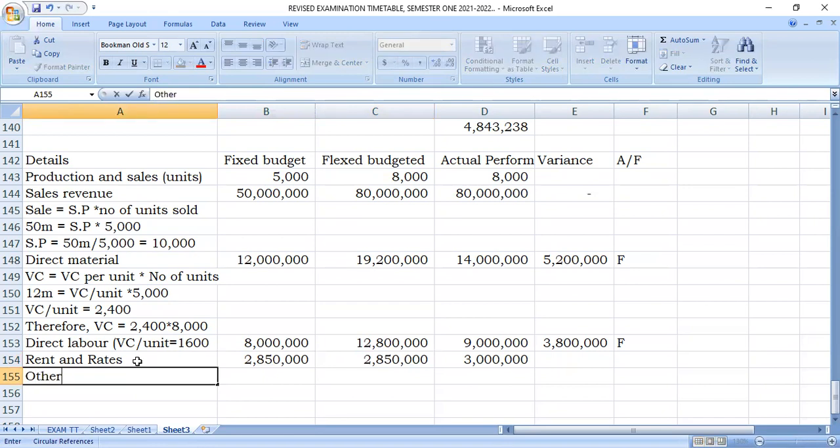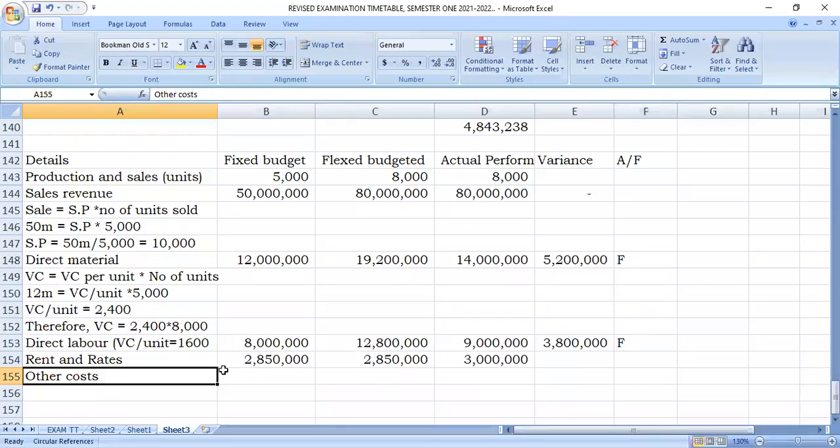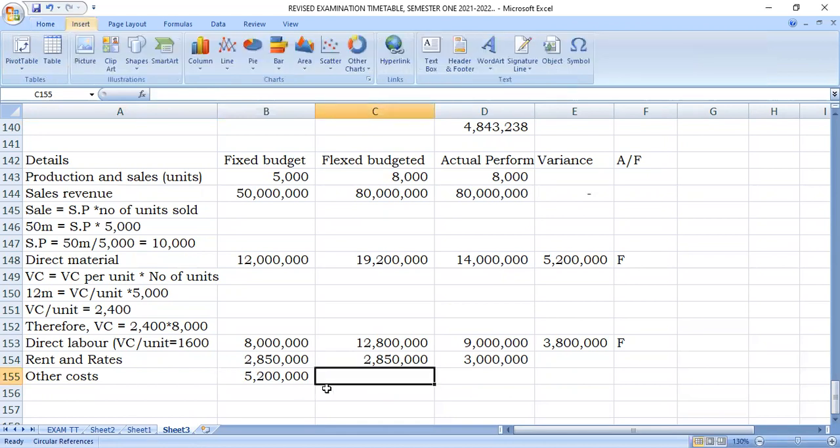Let's look at other costs. This is where there's a bit of a trick. Now the other costs, yeah, they say that other costs, this one here, 5.2 and the 6.1. They say that other costs include fixed costs of 2,600, 2.6 million, plus a variable cost of 3 shillings per unit. Okay. Now these are what we call semi-variable costs. They have a fixed component and a variable component. Okay. So in the question, it was given as that, and for variable, it was given as 6 to 5,000.